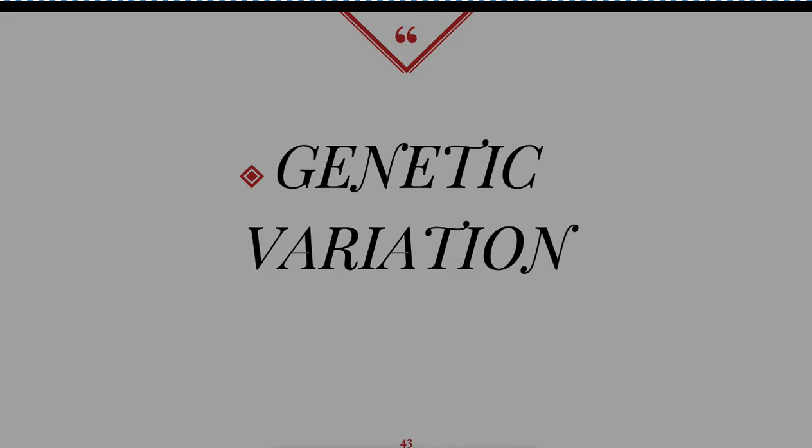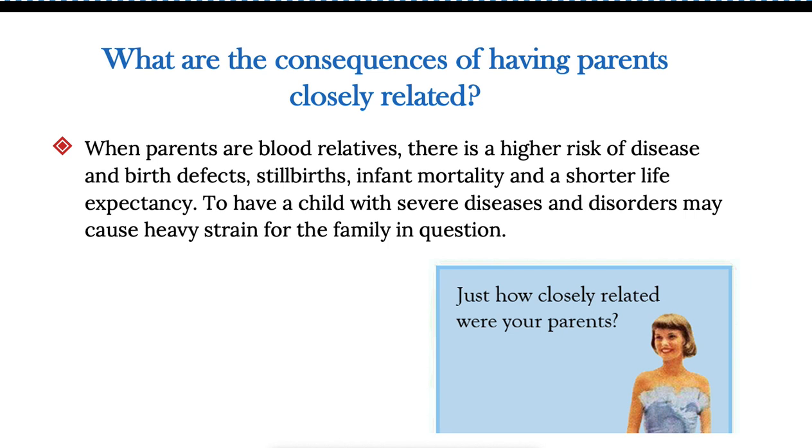Now look at genetic variation. What are the consequences of having closely related parents? We're always told that we shouldn't pair with our closely related relatives, and when parents are blood relatives, there is a higher risk of disease and birth defects, stillbirth, infant mortality, and a shorter life expectancy. Having a child with severe diseases and disorders may cause heavy strain for the family in question.